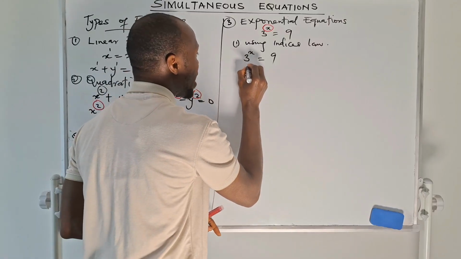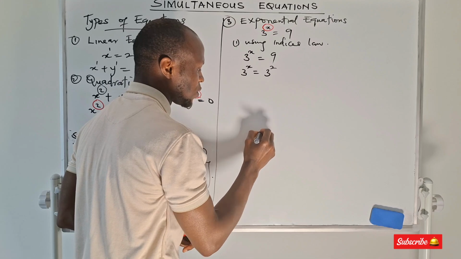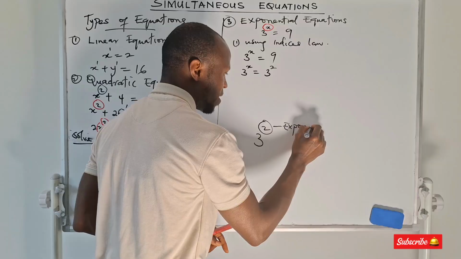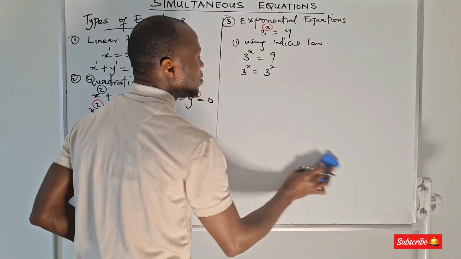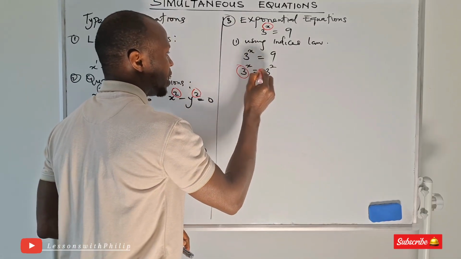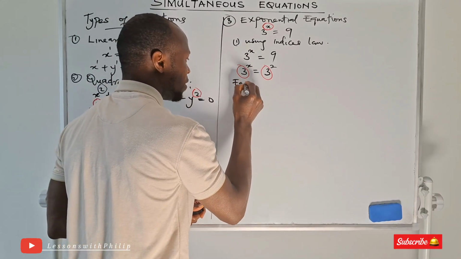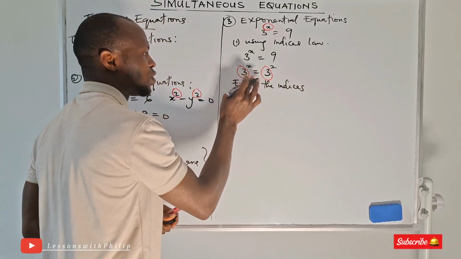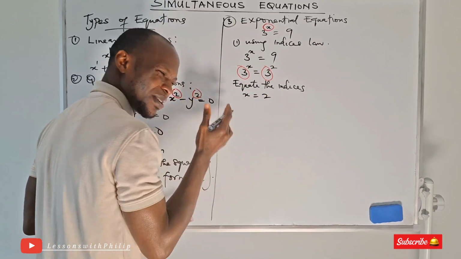So we have 3 raised to power x equals 3 raised to power 2. Don't forget I've said when we have 3 raised to power 2, this 2 is known as the exponent, and this 3 is known as the base. Now, you see that the bases of both sides are the same. When the bases are the same, the only thing you need to do is equate the indices. When you equate the indices, you eradicate the base, and you are left with x equals 2. You can solve like that.